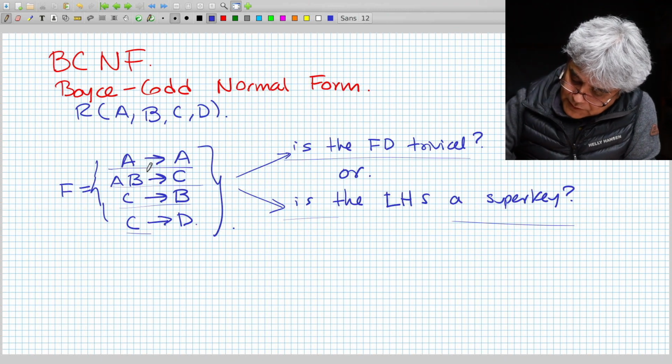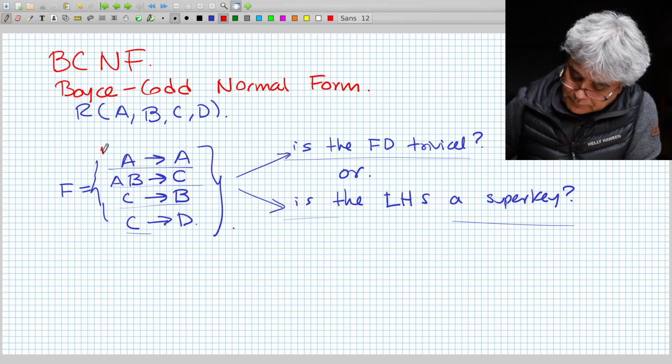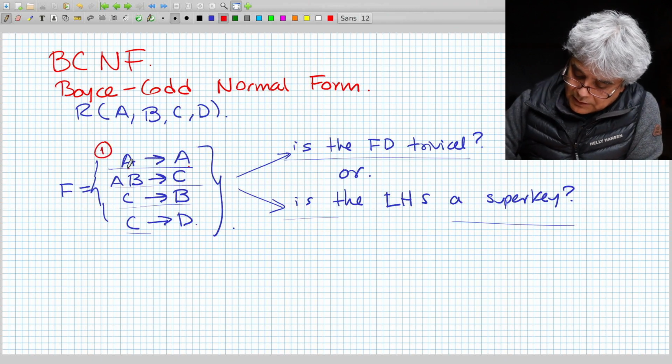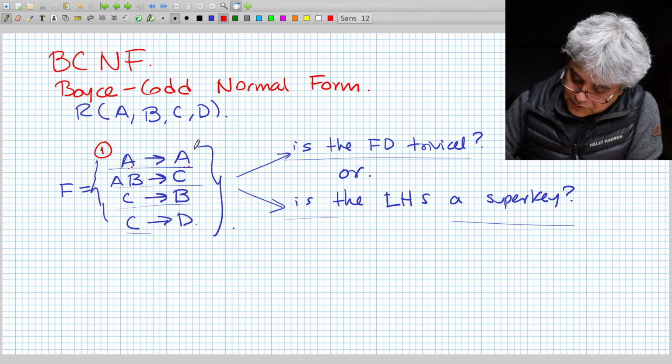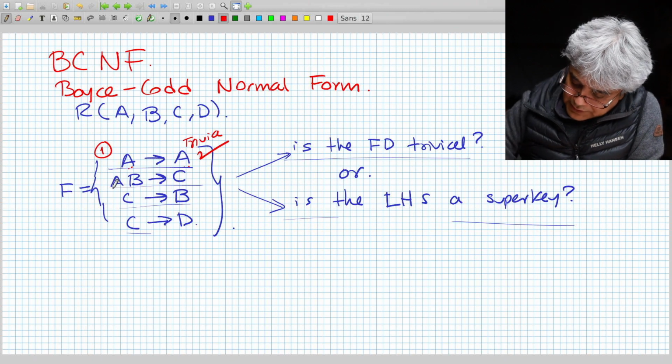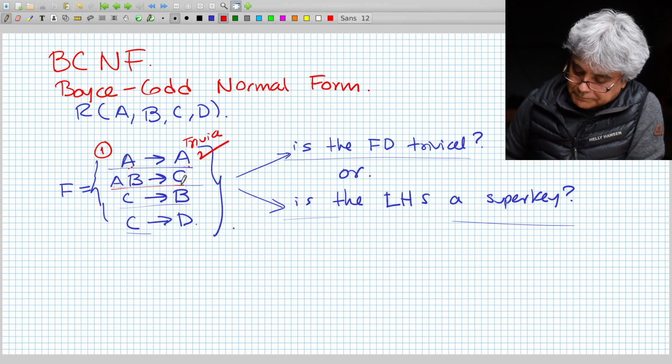So let's look at the first functional dependency. Is it trivial? Yes, because A is a subset of the left-hand side. So this is trivial. So this passes. This is okay. What about AB implies C?